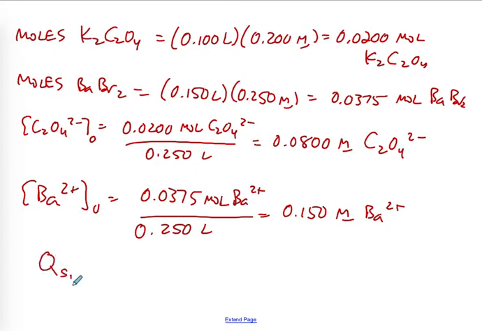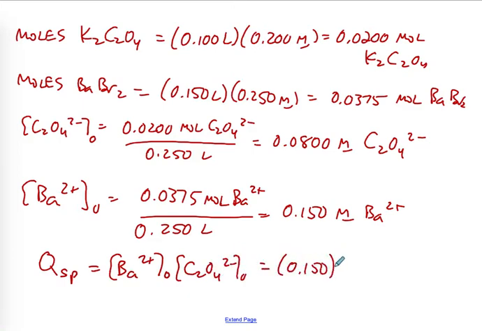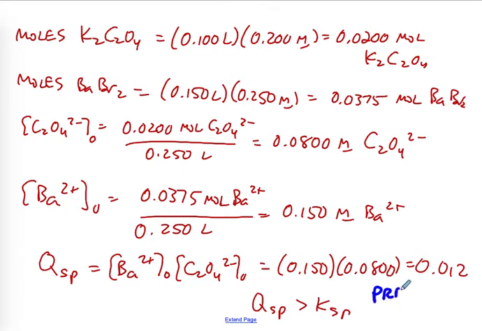So to calculate Qsp, again, nobody calls it that, but they really should. I'll plug in my initial concentrations of barium 2+ and oxalate, 0.150 times 0.0800 is 0.012. Clearly, Qsp is greater than Ksp, which we said was 2.3 times 10 to the negative 8th. So we can conclude that precipitation will occur.